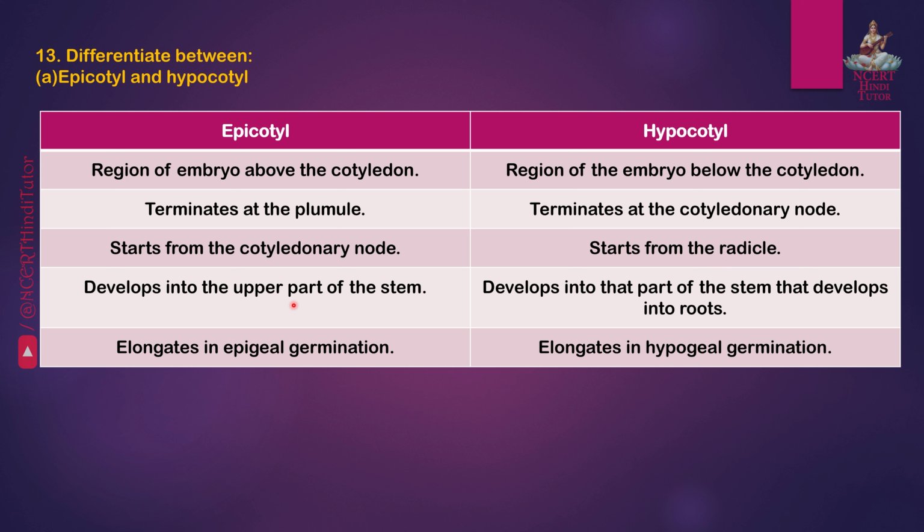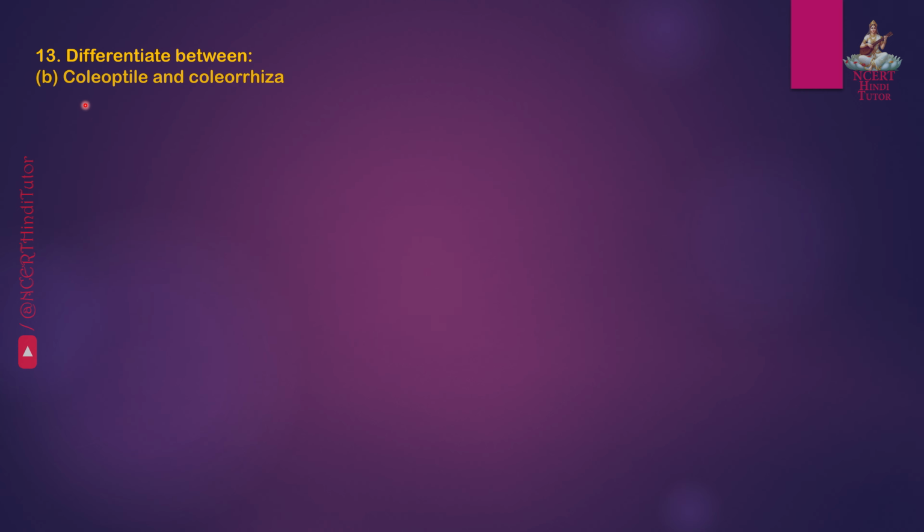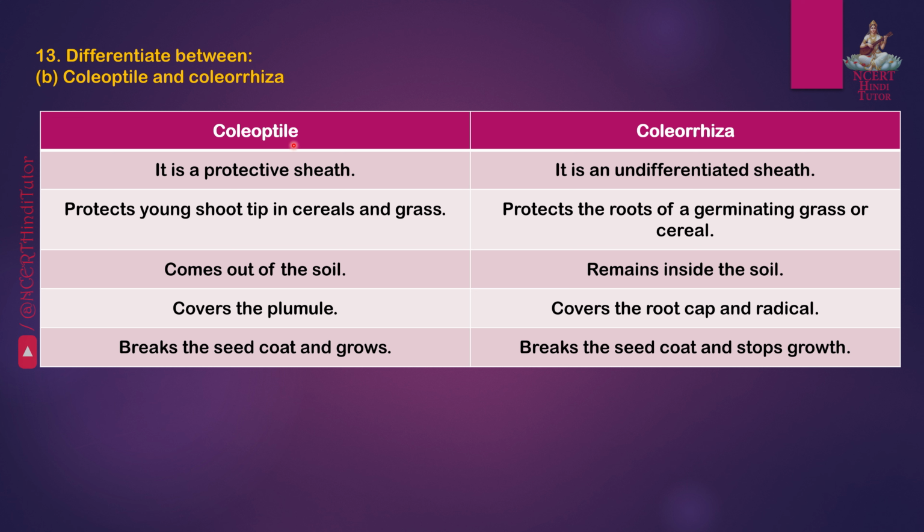Epicotyl develops into the upper part of the stem. Hypocotyl develops into that part of the stem that develops into roots. Epicotyl elongates in epigeal germination. Hypocotyl elongates in hypogeal germination. B. Coleoptile and coleorrhiza. Answer. Coleoptile, it is a protective shell. Coleorrhiza, it is an undifferentiated shell.